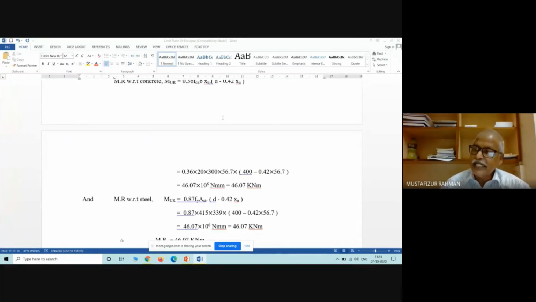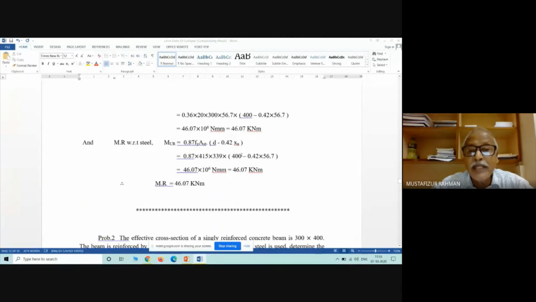Now we have to see that the same moment of resistance should be obtained utilizing the tension zone also. This we obtained from the compression zone, so we should be able to get the same from the tension zone also. So this is 0.87 fy Ast into d minus 0.42 xu. Ultimately see, we got the same value. So the solution of the problem is very easy.